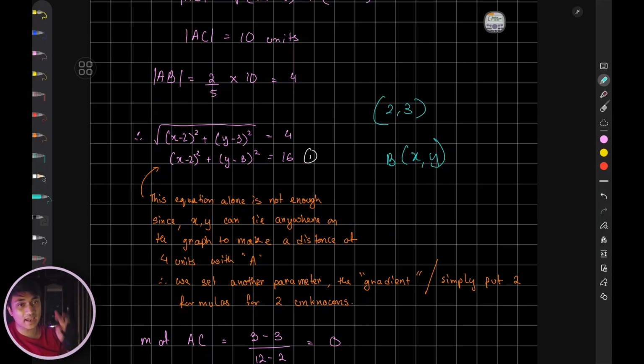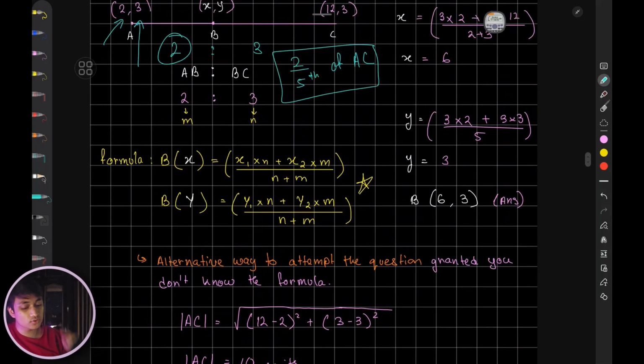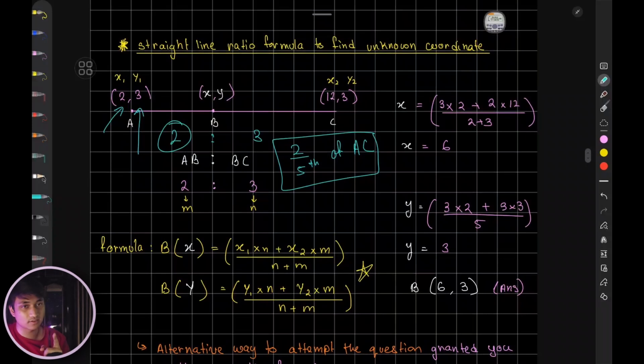In this case, I formed an equation with the help of distance. Can I form another equation with the help of any other metric? I can. I also know the formula for gradient. Does this line have a gradient? Obviously it does. It's supposed to have a gradient. So can I use that to find another equation with respect to gradient? I can. Notice one thing.